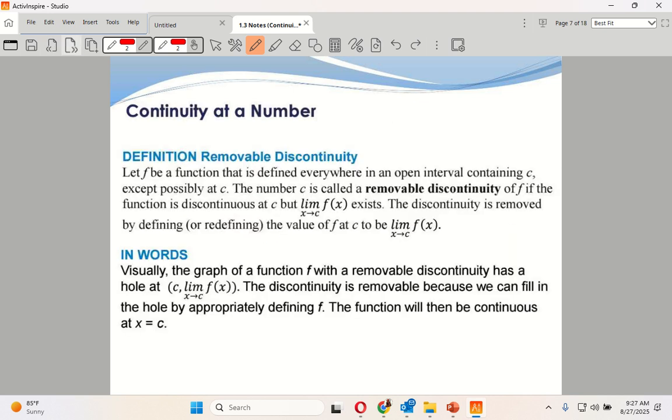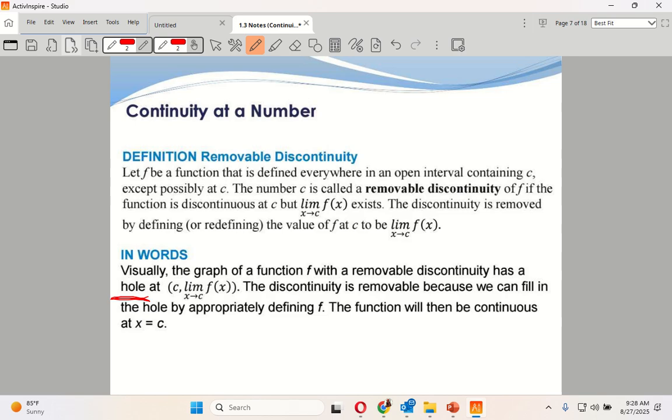Let the function be defined everywhere on an open interval containing c except possibly at c. The number c is called a removable discontinuity if the function is discontinuous at c but the limit exists. The discontinuity is removed by defining or redefining the value of f at c to be the limit. Visually, the graph of a function f with a removable discontinuity has a hole, like I said, hole, that's the key word, hole. Everyone say it with me?